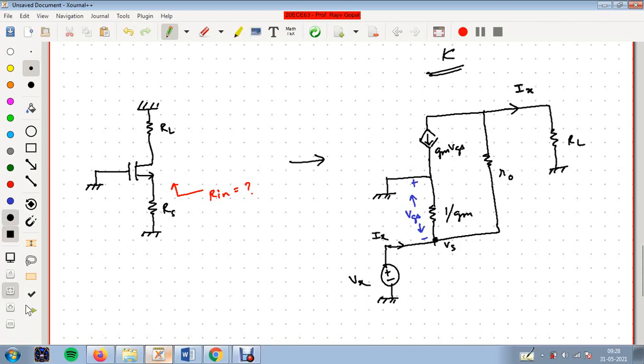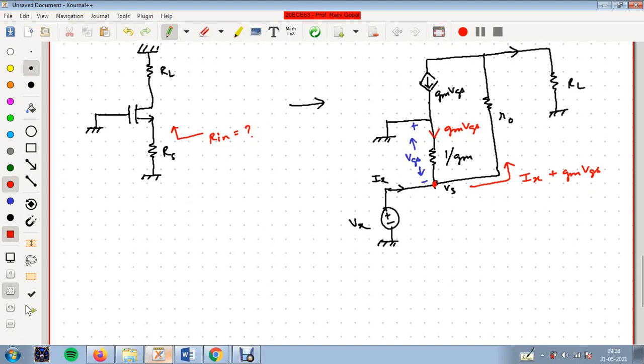But what current will actually flow through R0? What current will actually flow through 1 by Gm? That we have to find out, right? If you look at this direction, the current which flows like this is Gm into Vgs from the current source above. So the current flowing like this will be Ix plus Gm into Vgs. If you apply KCL at this point, that should tell you. So Ix plus Gm Vgs is the current flowing through R0, right? With this in mind, apply KVL again.